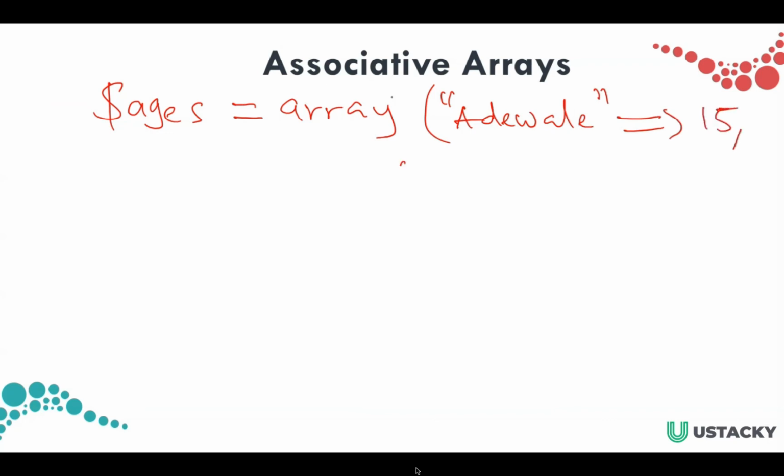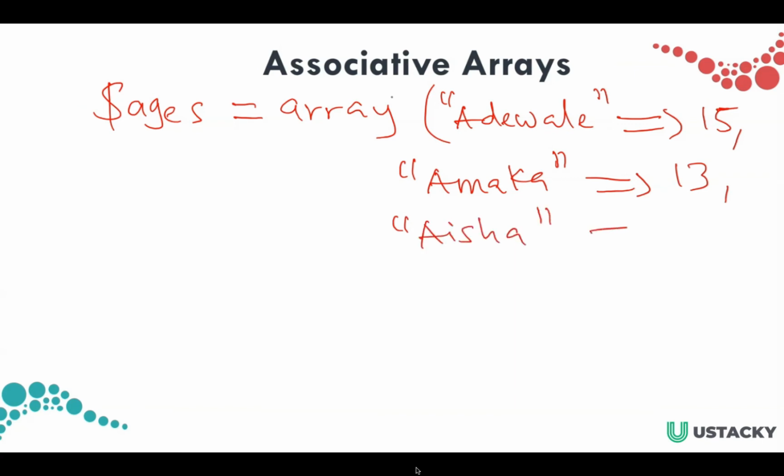Comma, you can also have a student which is Amaka. So maybe the value is 13, she's 13 years old. Or we can have Aisha, assuming she's 14 years old. So with this, we've represented the ages of students in a class in an associative array.